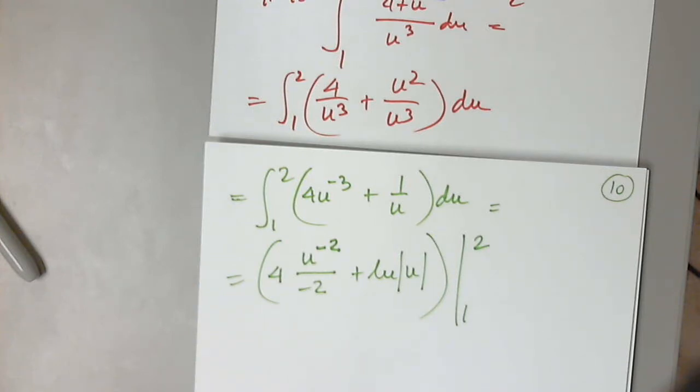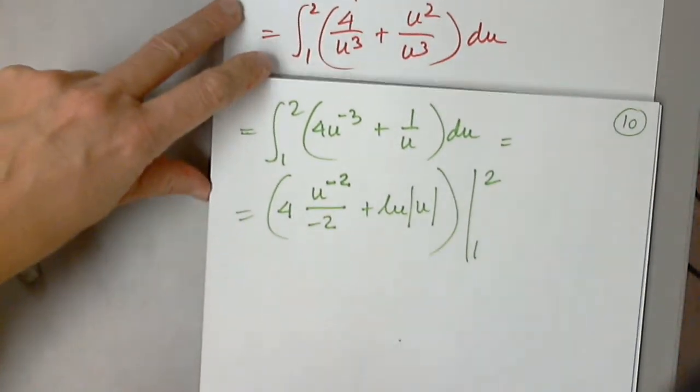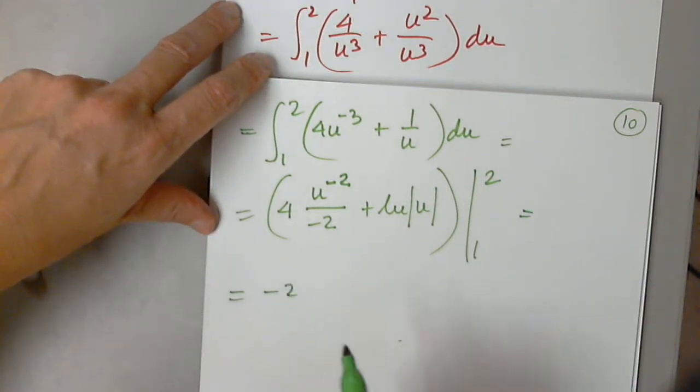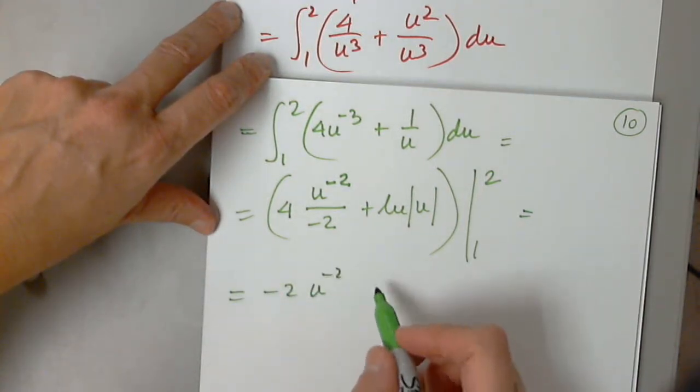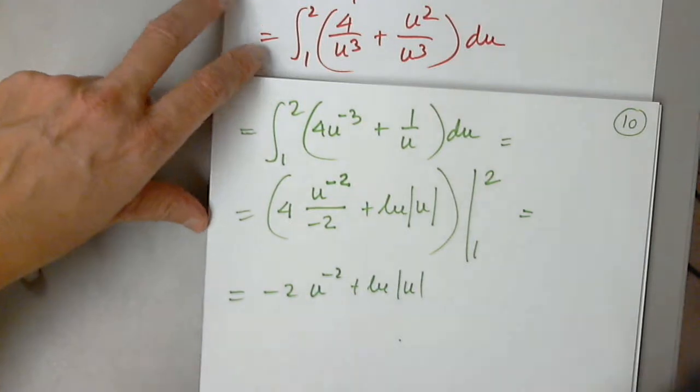Is that clear? Only natural log prime is 1 over u. And I'll explain why I put the absolute value. Give me 1 minute to finish this, and I'll explain. Is this okay, everyone? Okay, so now we simplify a little bit. Negative 2, u to negative 2, plus natural log of the absolute value of u.